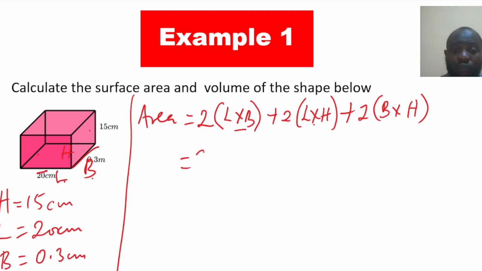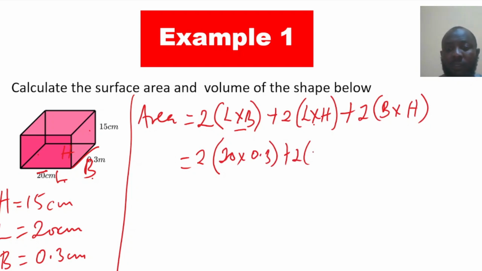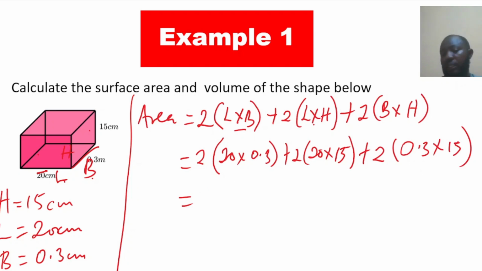So we can then have 2 into length, which is 20, the base, which is 0.3, plus 2 into length, 20, times the height, 15, plus 2 into base, 0.3, times the height, which is 15. So we're now going to calculate that and add them together. So let's look at this.